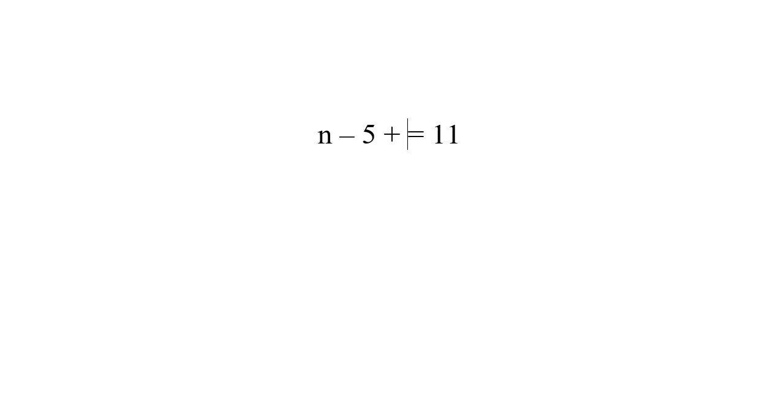So I can write n minus 5 plus 5 equals 11 plus 5. So I added 5 to both sides. Well, n minus 5 plus 5, that's just n. So I can solve this equation by writing n equals 11 plus 5, which is 16.